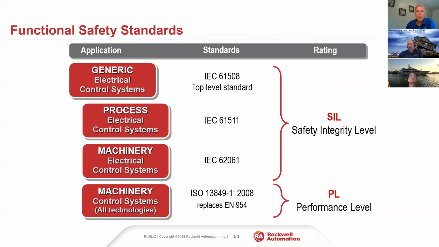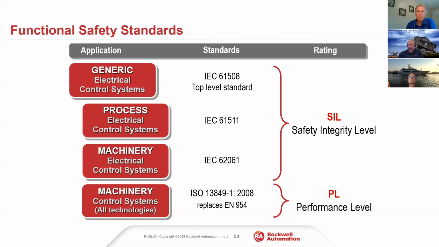And as you've read here, the 61508 is kind of the top level generic standard for electrical control systems, the granddaddy, if you will, of functional safety standards. And then below that, 61511 for process, 62061 for machinery. And those are all represented by safety integrity levels at the end of the day. And then in machinery for control systems with all technologies, when we start to talk about things that are not all electrical in nature, then we have ISO 13849.